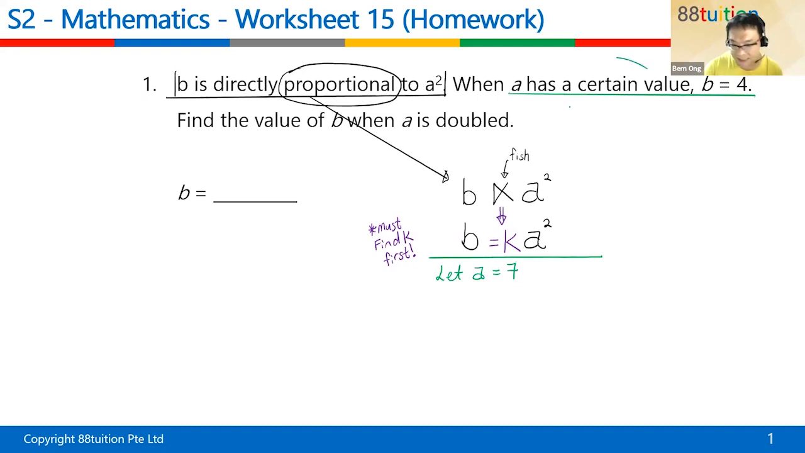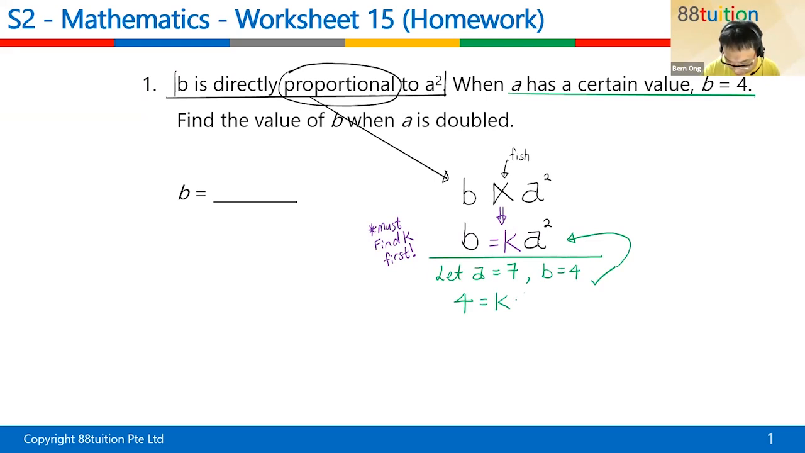Because down here they say it's a certain number, but I don't know. But I asked Adiyat, and Adiyat says A is 7. Okay, so let A be 7, and the question did say that B is 4. All right, what do I do? With these two pieces of information, I substitute into my equation. Are you ready? So when B is 4, 4 is equal to K.